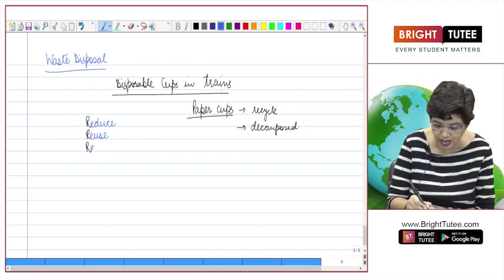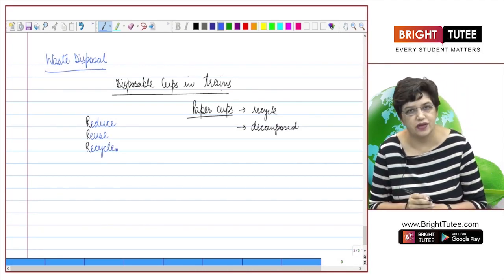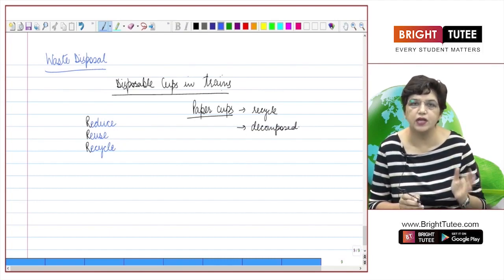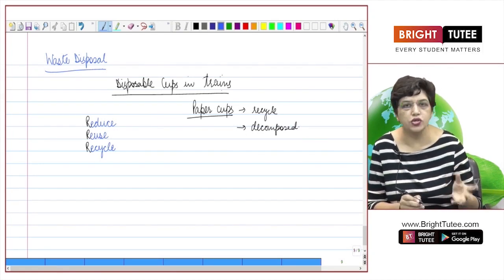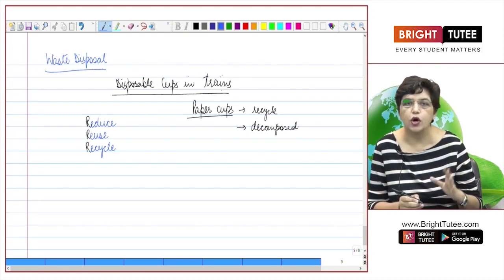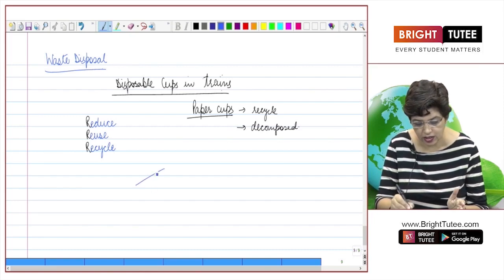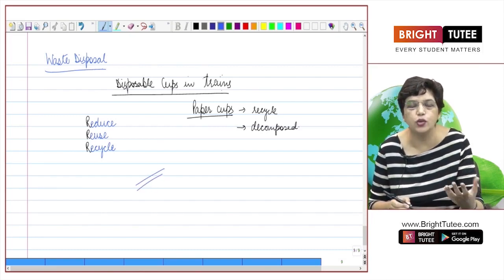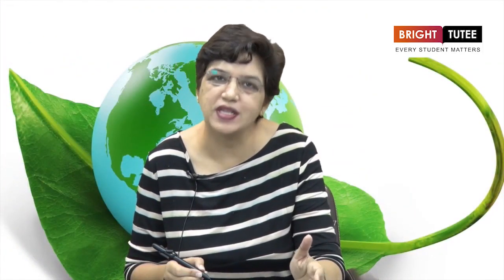And last one is recycle. Wherever possible, throw things in different bins which are meant for recycling. Your aluminium foil, the cold drink tin cans, the polythene bags or the plastic bottles, you should throw them in separate bins meant for recycling. Even every small act counts. So even you can do a lot to save the environment. I hope this chapter is clear to you.